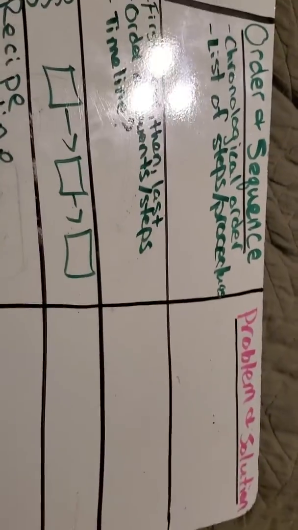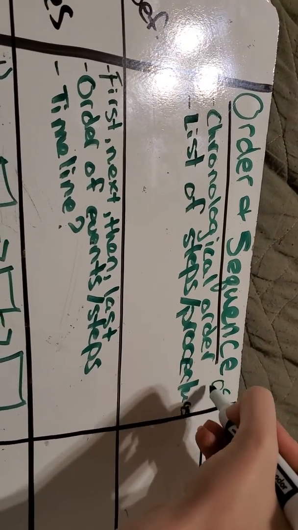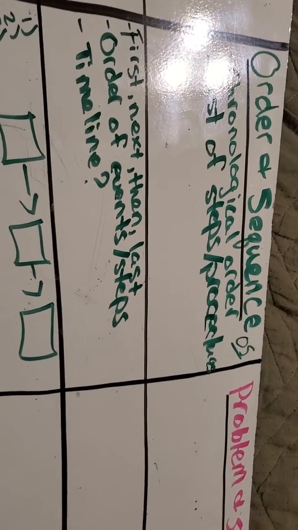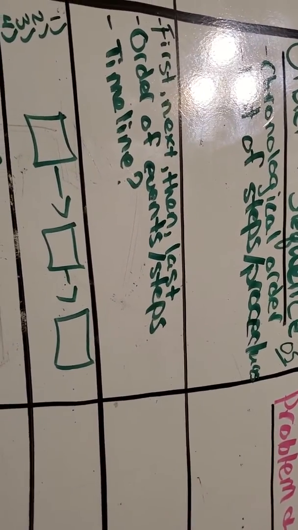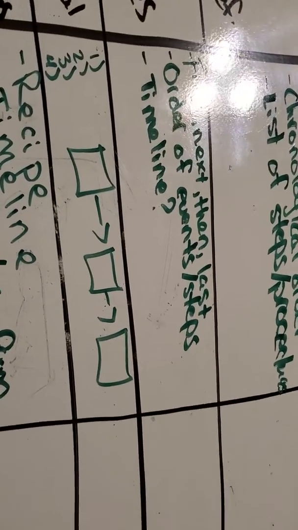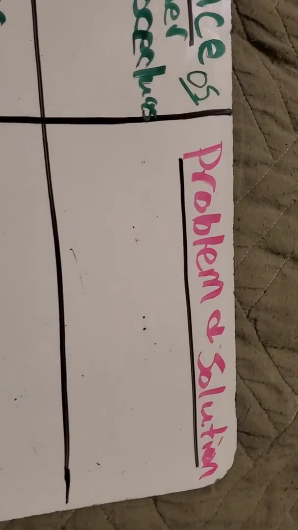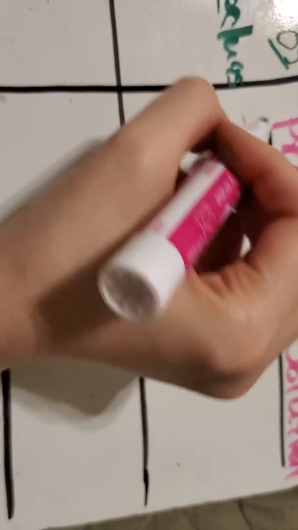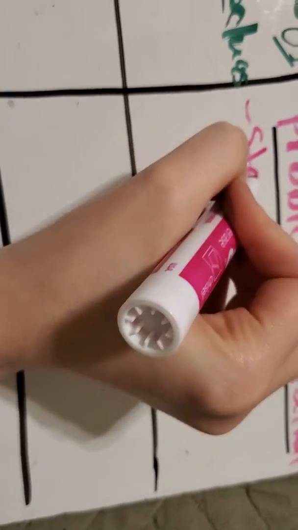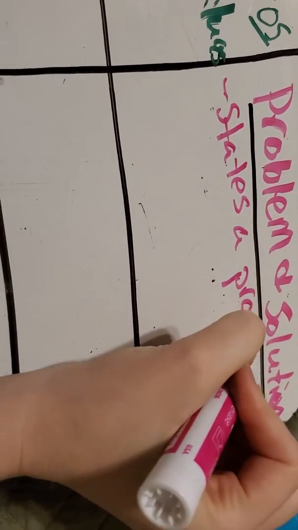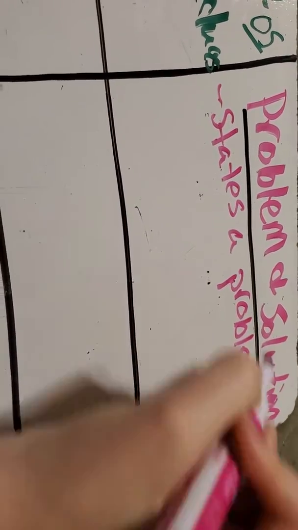Next, for order and sequence, we're going to call that OS. Next, we're going to talk about problem and solution. So for problem and solution, it states a problem and how to fix it.